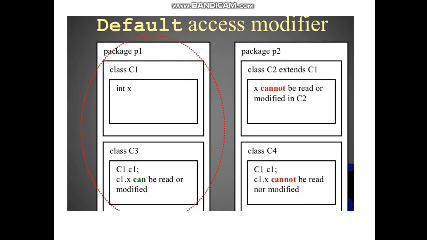In the second case, when you are giving a default access specifier, that means you are not defining any keyword. That means the access specifier is by default the default access specifier. Now here in this particular case, X is a default access. That means X can be accessed within any classes within the same package. So X can be accessed within C1 as well as C3 that belongs to the same package P1.